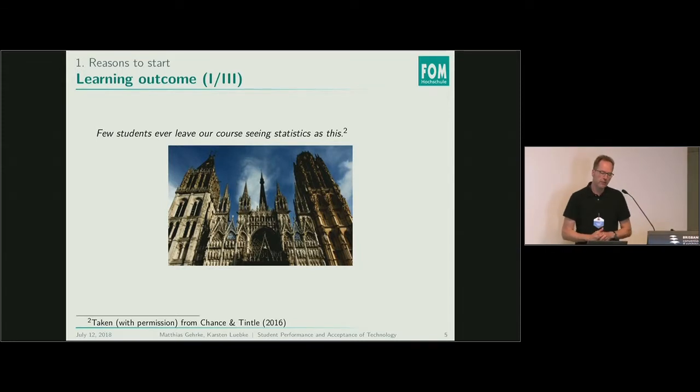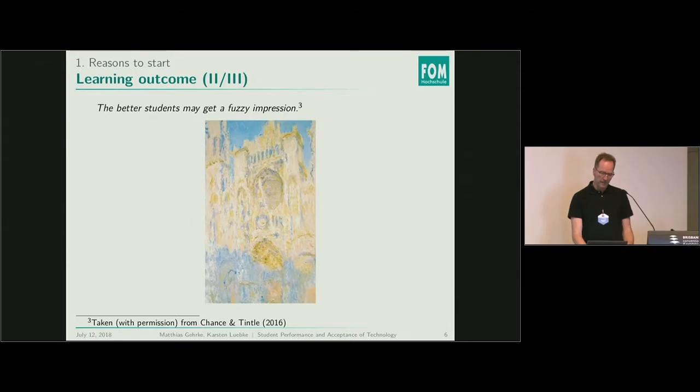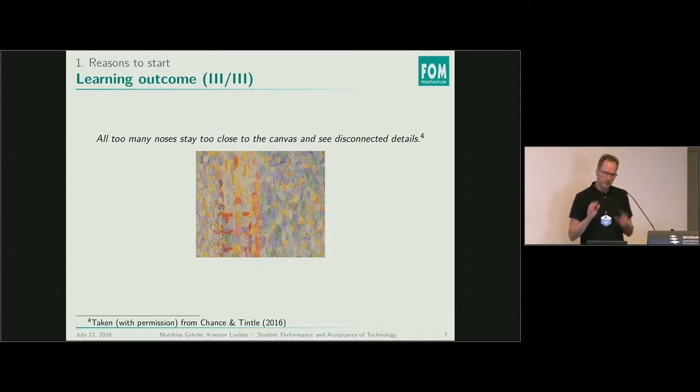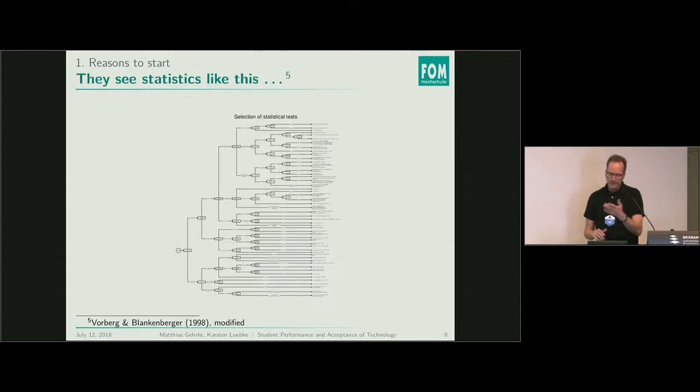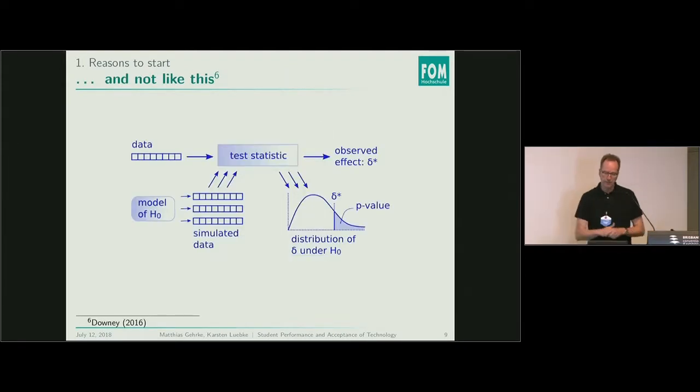Why did we do that? If you look at the learning outcomes, only a few students will see statistics like this. We probably see one little part of the big puzzle. The better students might get an impression like this. So, okay, they see a little bit of the building and so on, but most of the students will stay much too close to the picture and see only disconnected details. Therefore, that's the way statistics was taught in Germany, at least over the past decades. And so there are new approaches around, for example, simulation, randomization, and creating the distribution under H0 by simulation.